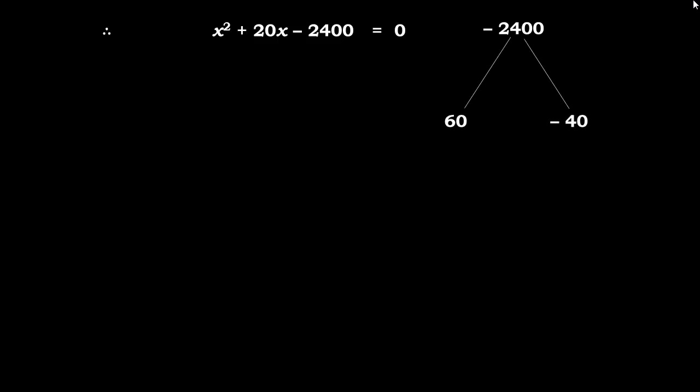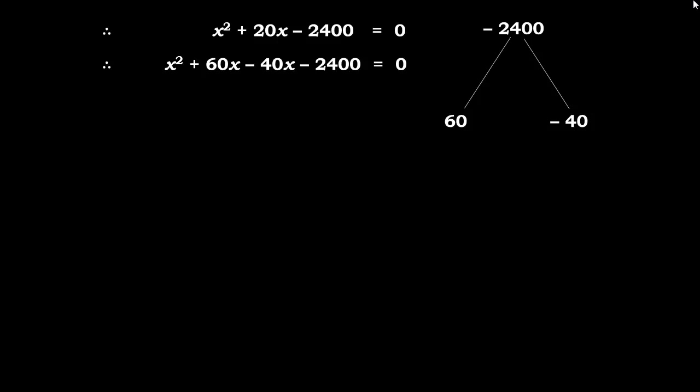So x square plus 20x minus 2400 is equal to 0. Now we can take factors of minus 2400. It will become 60 and minus 40. So we can write this as x square plus 60x minus 40x minus 2400 is equal to 0.